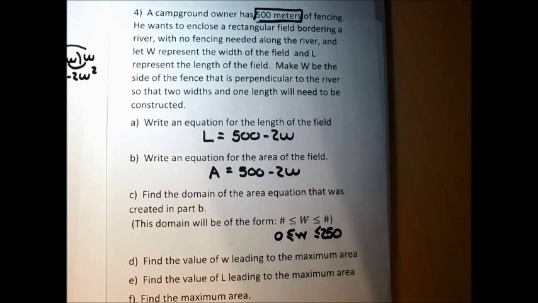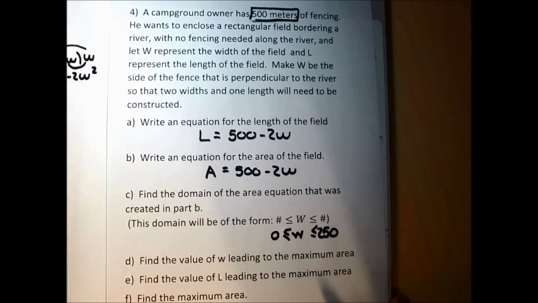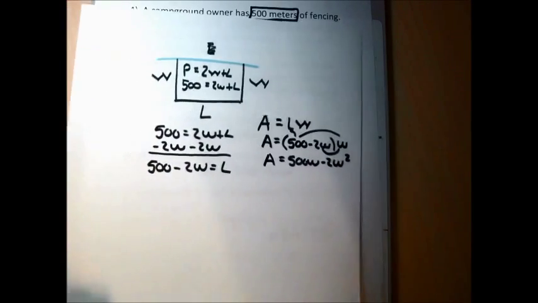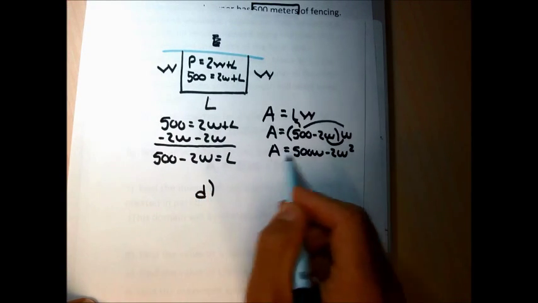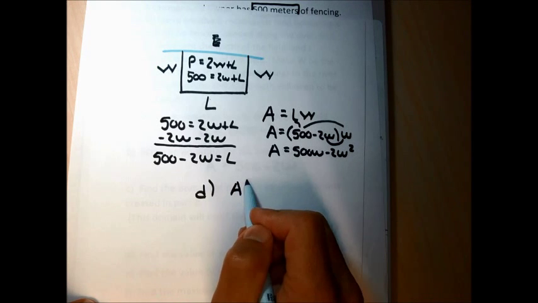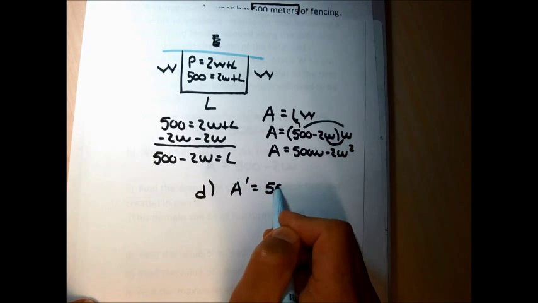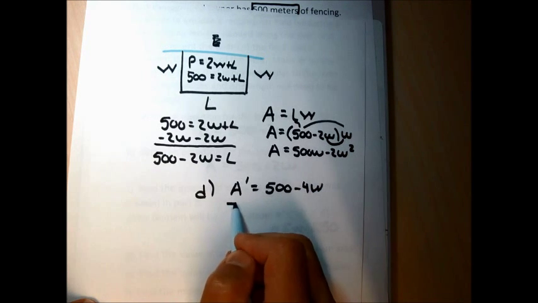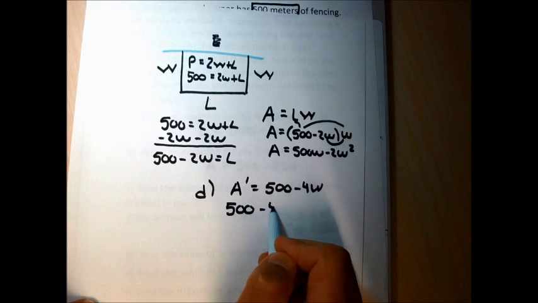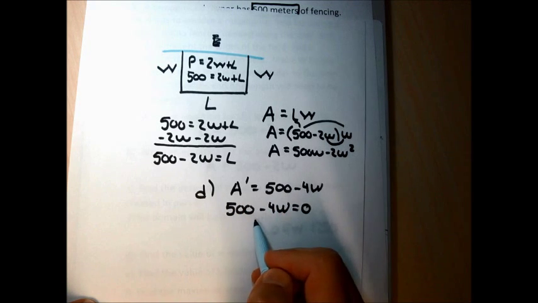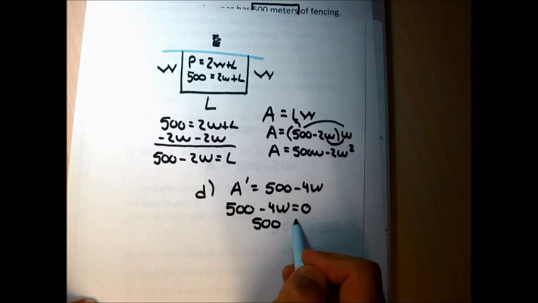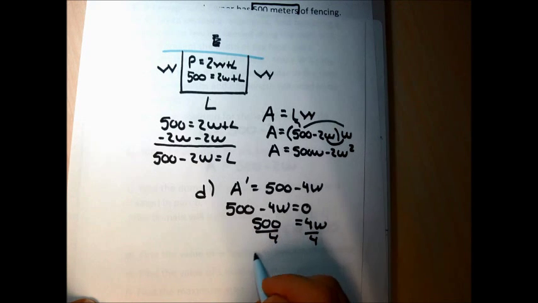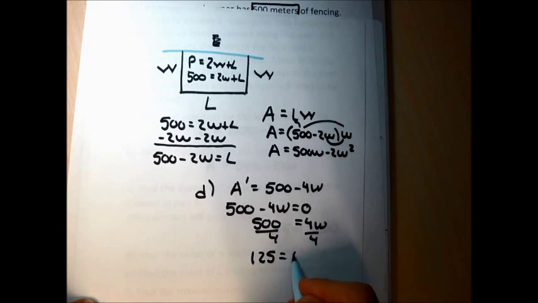Now comes the calculus part. Find the value of W that leads to the maximum area. To do this, I'm going to find the derivative, so I'm moving on to part D. I'm going to take the derivative. A prime equals 500 minus 4W. I'm going to set the derivative equal to 0. I'm going to add 4W to both sides, so I get 500 equals 4W. And then I'm going to divide both sides by 4. I think that gives me 125 equals W.